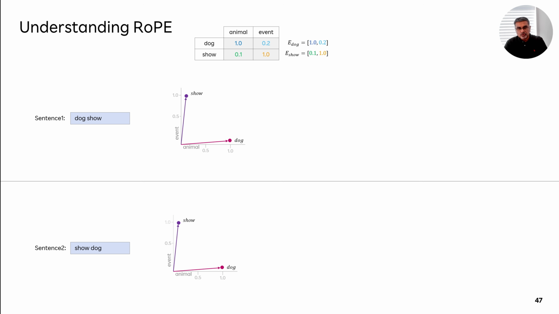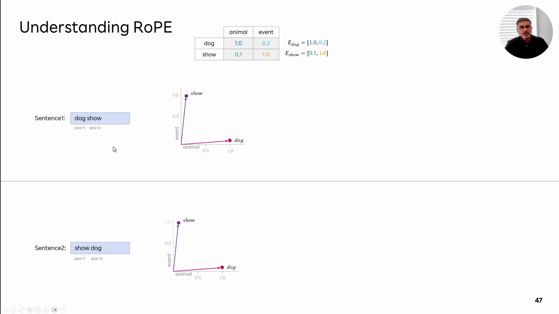Now, let's actually understand RoPE, how RoPE solves this. What RoPE says is, let's start with the first sentence, dog show. Again, the embeddings are the same. It says, how about I modify the original embedding matrix using the position information? But how do I do that? So let's focus on the first sentence, dog show. Dog is at position 1 and show is at position 2.